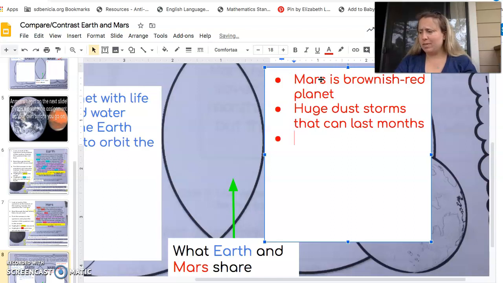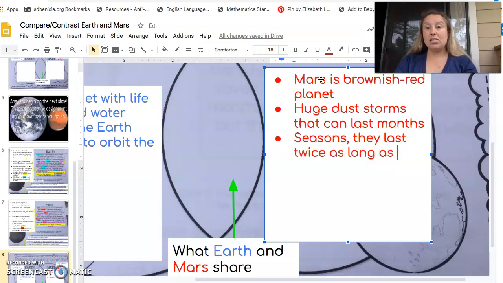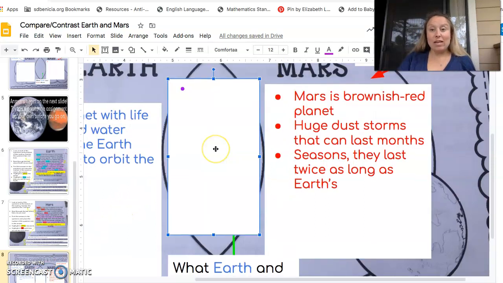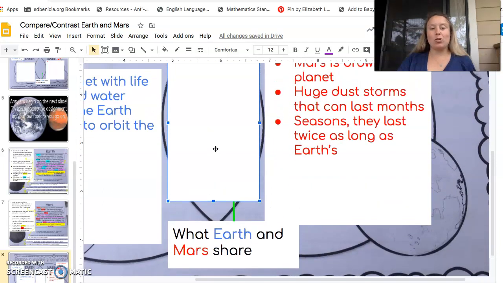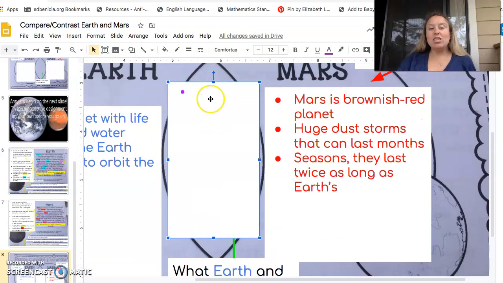That sounds terrible. Okay, and we know that Mars also has seasons, but they last twice as long as Earth's. That is really intimidating. In this final part, we're going to discuss what Earth and Mars share. So these are the things that they have in common. There aren't too many things.